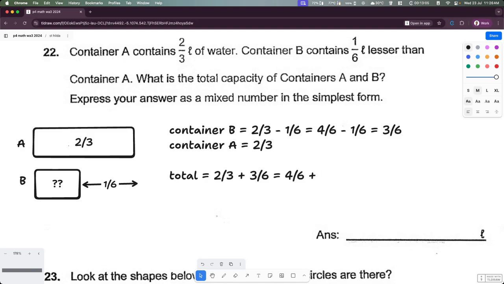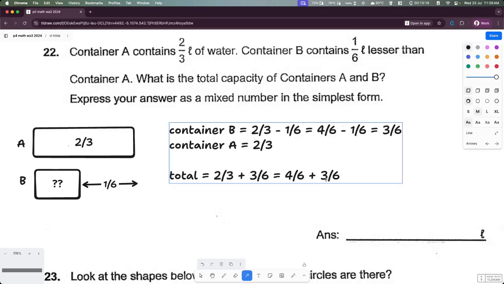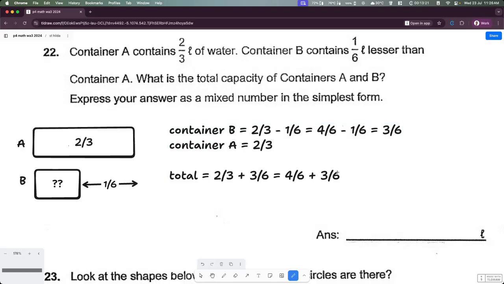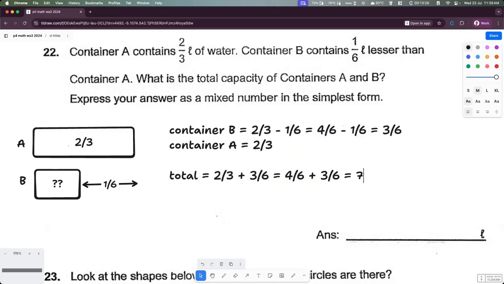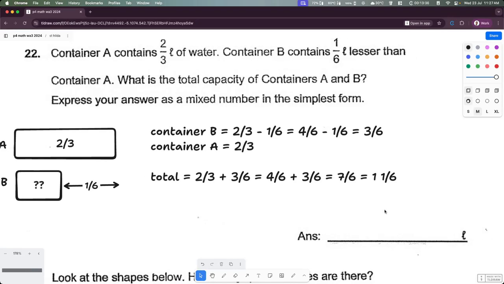4/6 plus 3/6. The question says express your answer as a mixed number in the simplest form. So now we combine this together, and 4/6 plus 3/6 will give us 7/6, and 7/6 is equal to one whole number and 1/6. So that's the answer: 1 and 1/6. There you go.